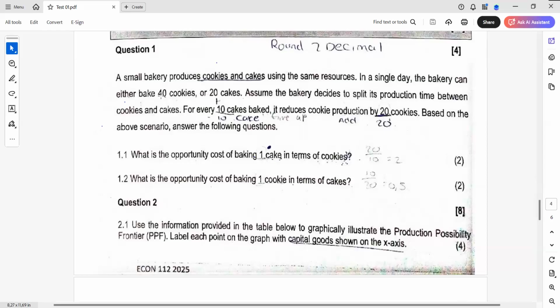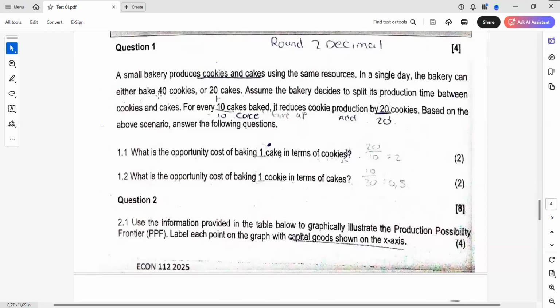So if you know why they divided by 40 over 20 and 20 over 40, you can just let us know in the comment section, right? Yeah, you can just let us know in the comment section.